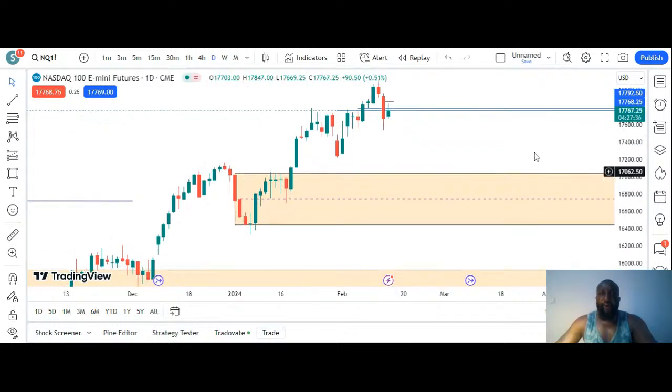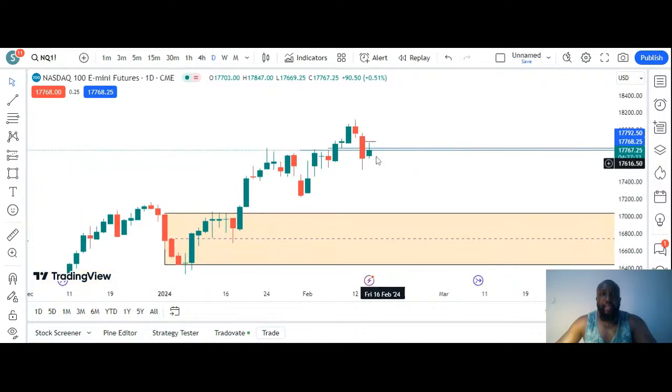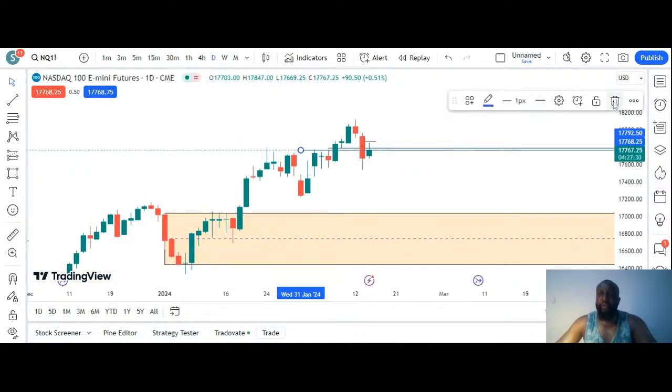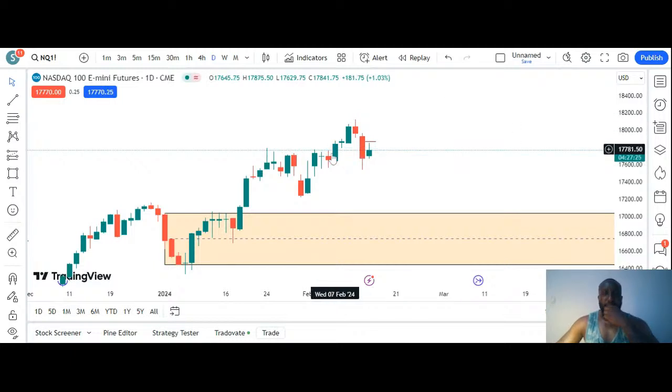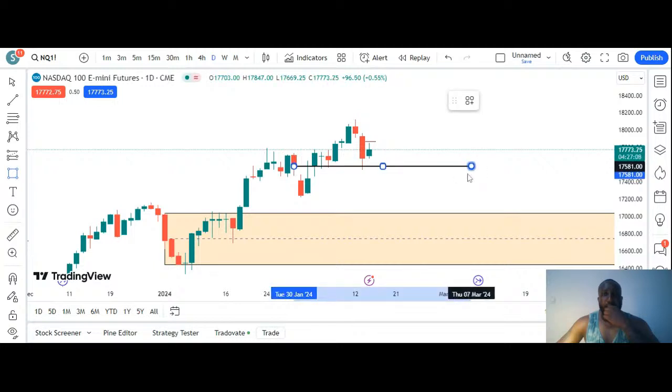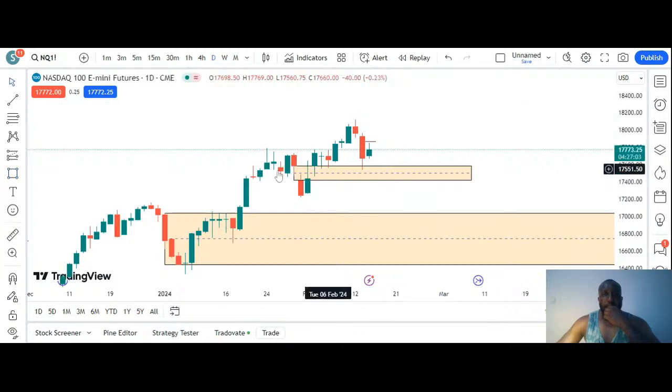And why is the price reacting at that level there? Let me just get rid of all the lines. Okay, so why is the price reacting at that level? Because we have a bullish order block there. So we have two arrays. We've got a bullish order block and we have a volume imbalance there. So these are our volume imbalance and our order block.